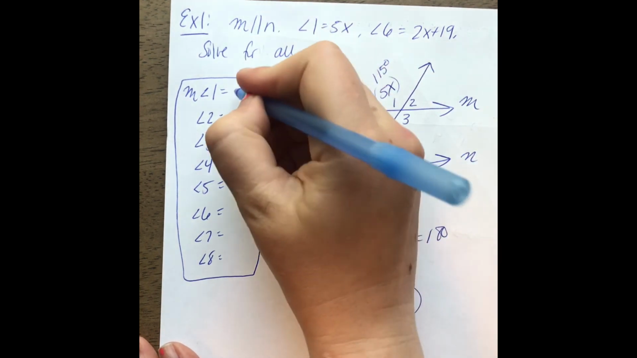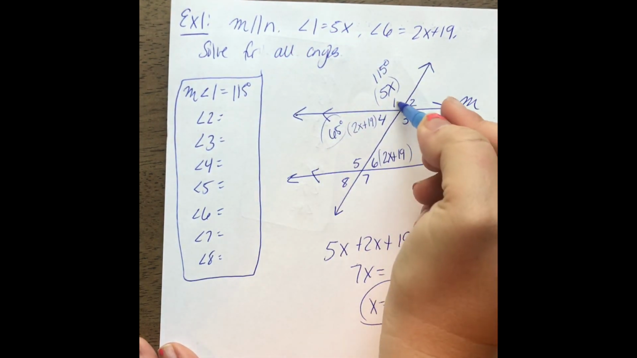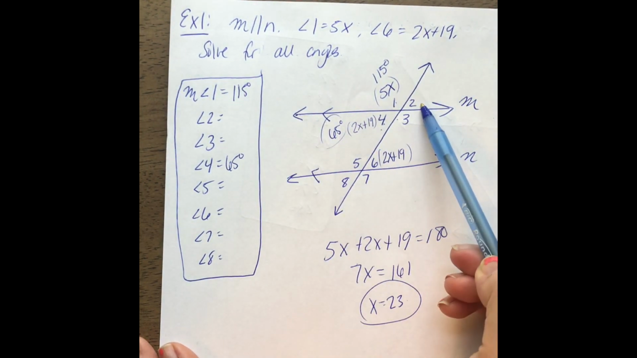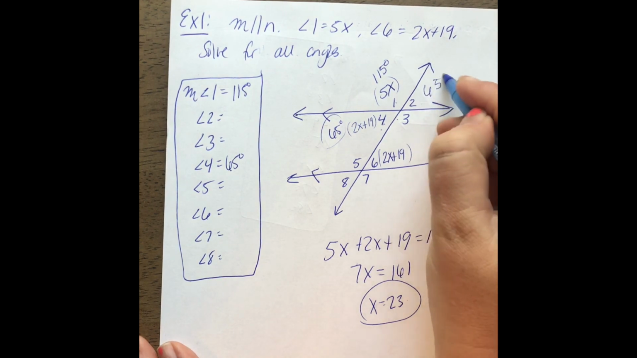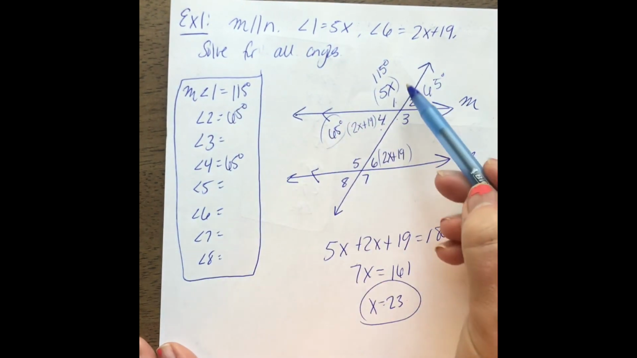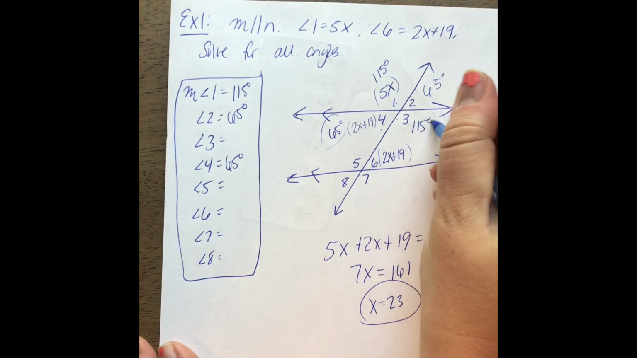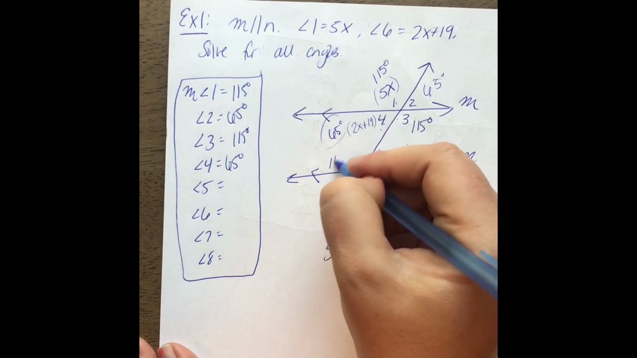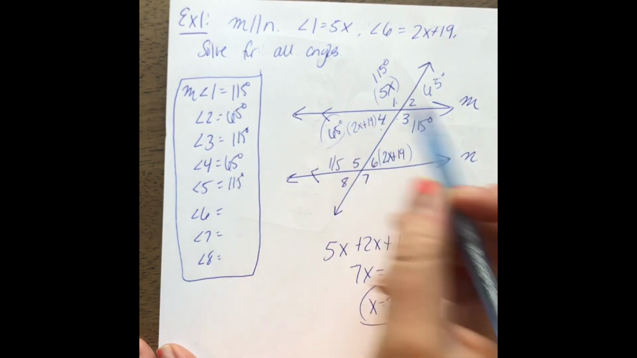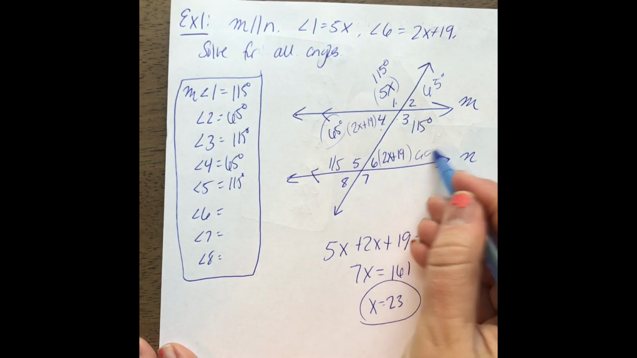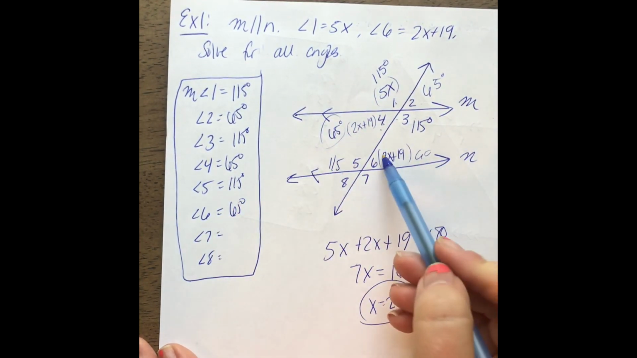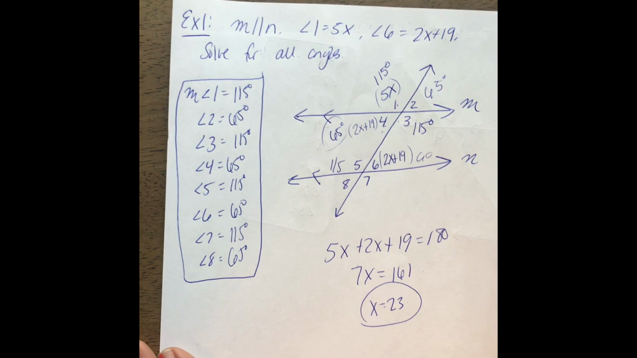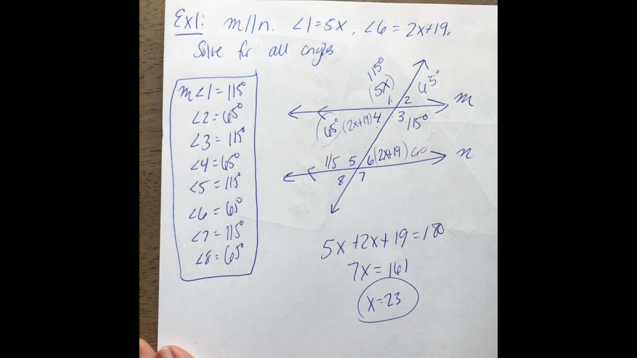So what we can do now is label in our answers: angle 1 is 115 degrees, and angle 4 is 65. If angle 4 is 65, you know 2 is also 65 because they're vertical angles. Add that to my label. If 1 is 115, 3 is 115. 3 and 5 are alternate interior angles, so they're the same. 4 and 6 are alternate interior angles, so they are the same. 6 and 8 are vertical angles. Same thing with 5 and 7. So you use a little bit of information that you're given and then just keep branching off of it.